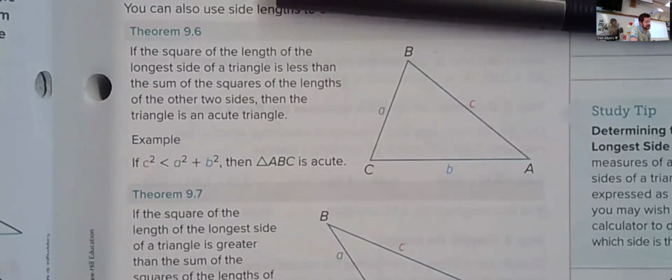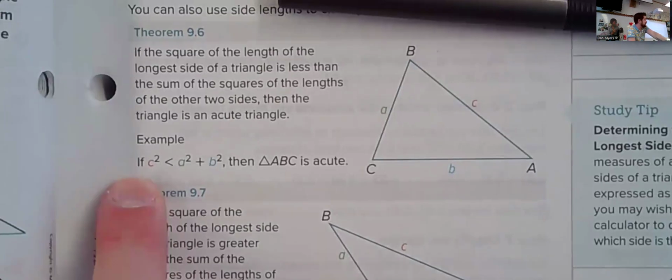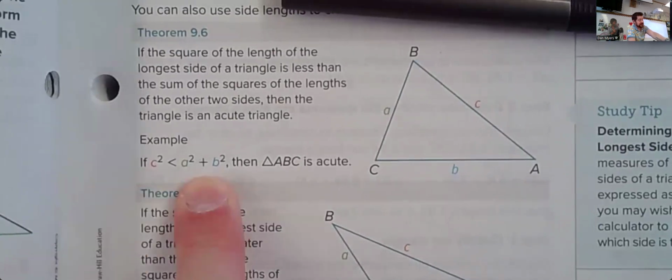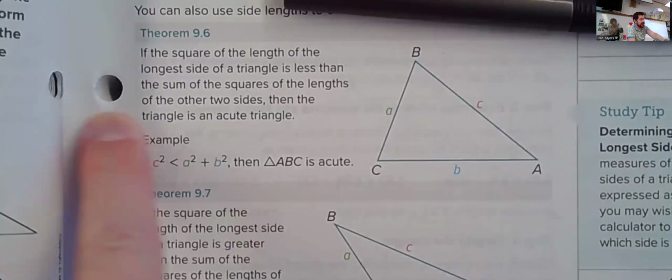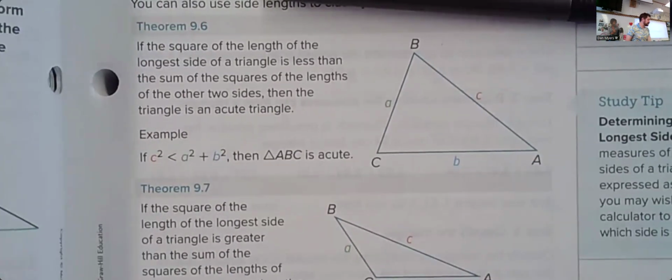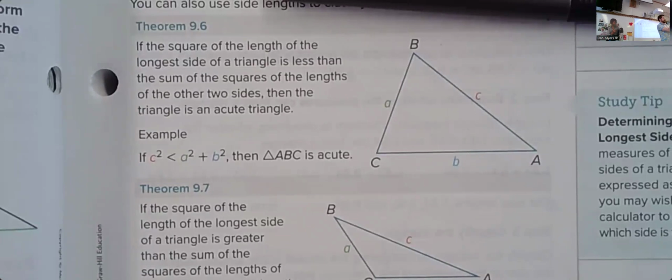Theorem 9.6 says, if the square of the longest side of a triangle is less than the sum of the squares of the two shorter sides, that makes the triangle acute. So it's like, if you have a right triangle where you've got your two legs, like here and here, and the square of this side here ends up being shorter than the square of the other two, that means this has to be brought in a little bit, which turns into an acute triangle. This angle here is less than 90. All three of them are less than 90.